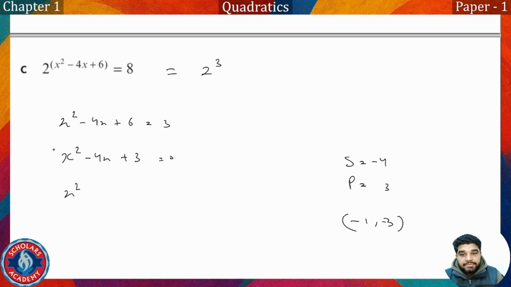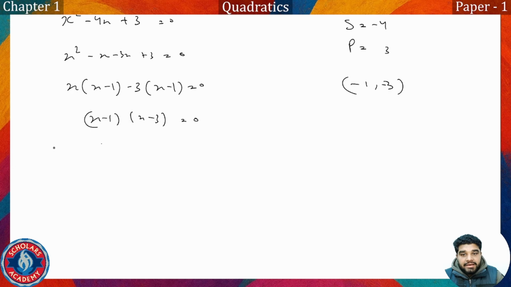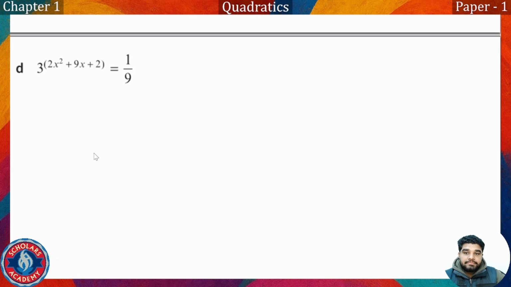So x square minus x minus 3x plus 3 is equal to 0. X minus 1, minus 3, x minus 1 is equal to 0. X minus 1, x minus 3 is equal to 0. We get x is equal to 1 and x is equal to 3. These are the two zeros of this quadratic equation. Alright.